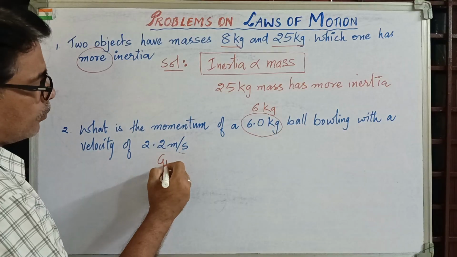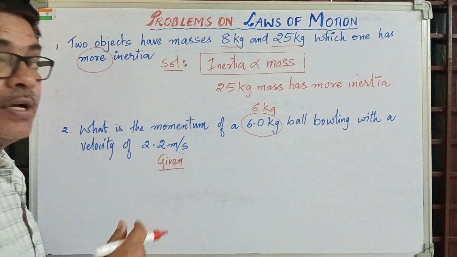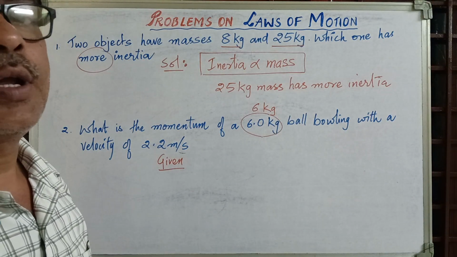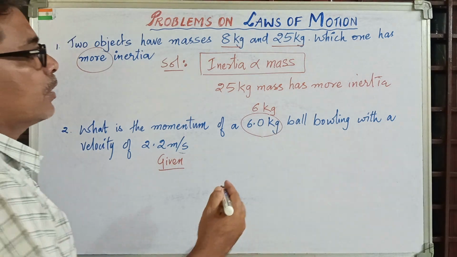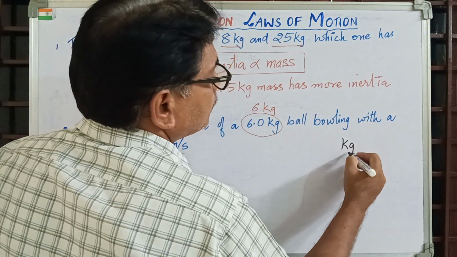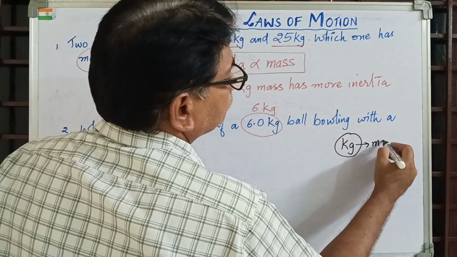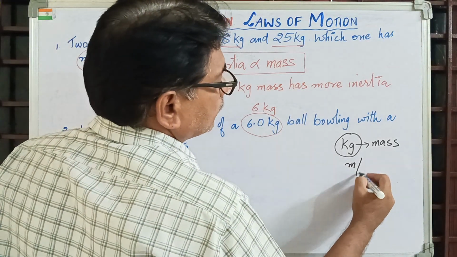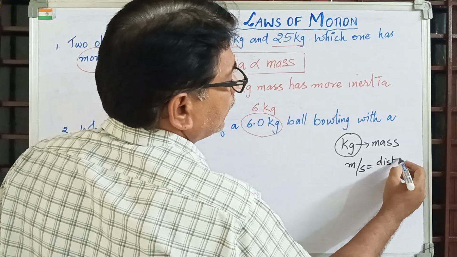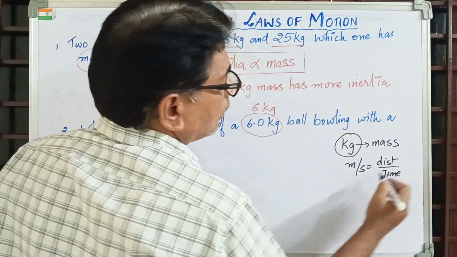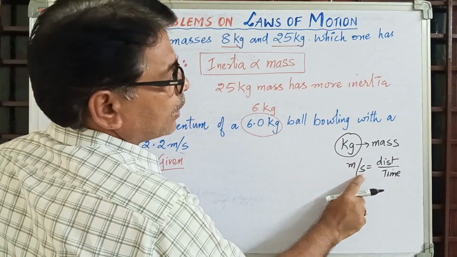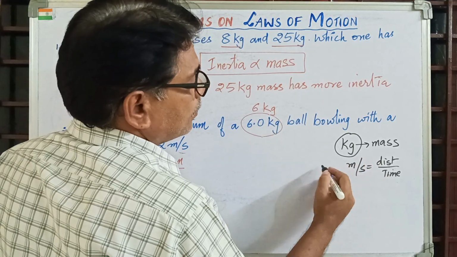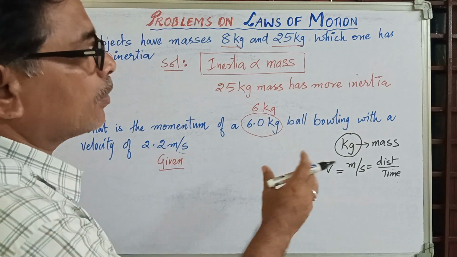Whenever you solve the problems, what is very important, I told you, take down given values. When you take down given values, you will come to know what formula is required also. Another thing to understand is, if there is something like kg, then it indicates mass. If you come across something like meter per second, this is nothing but distance by time. Meter is a unit for distance and second is a unit for time, so this is distance by time. That means it is speed. Like that also you can identify.